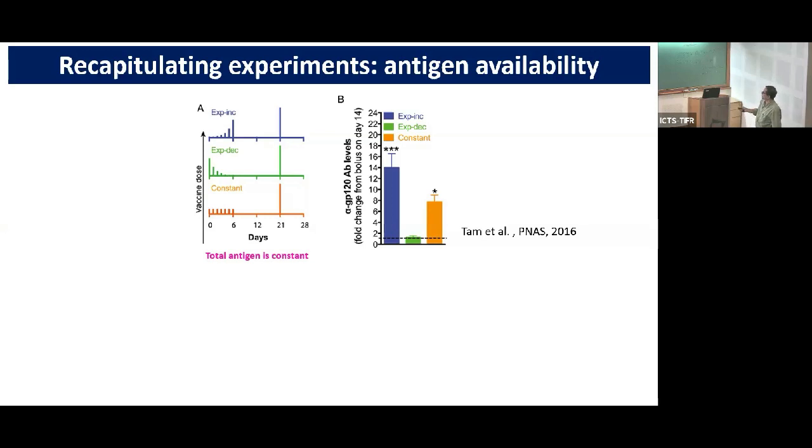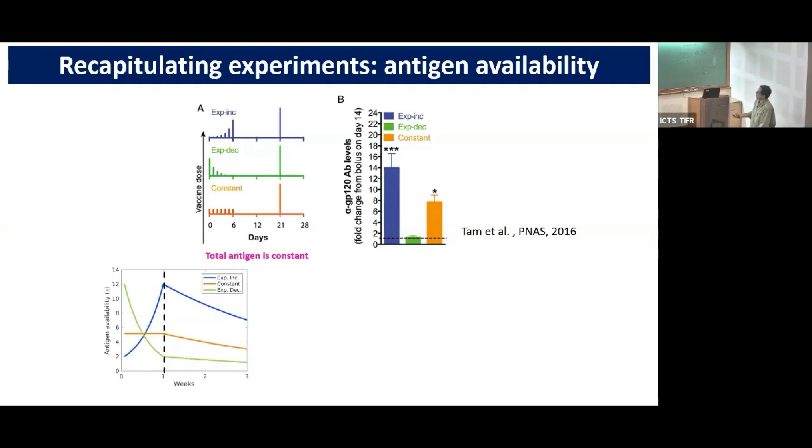What should happen? And here's what they found experimentally: if they looked at the antibodies that were produced, in this particular case, they had the best antibody response, exponentially increasing antigen dosage. In this particular case, the worst, and this was somewhat intermediate. We could recapitulate this.